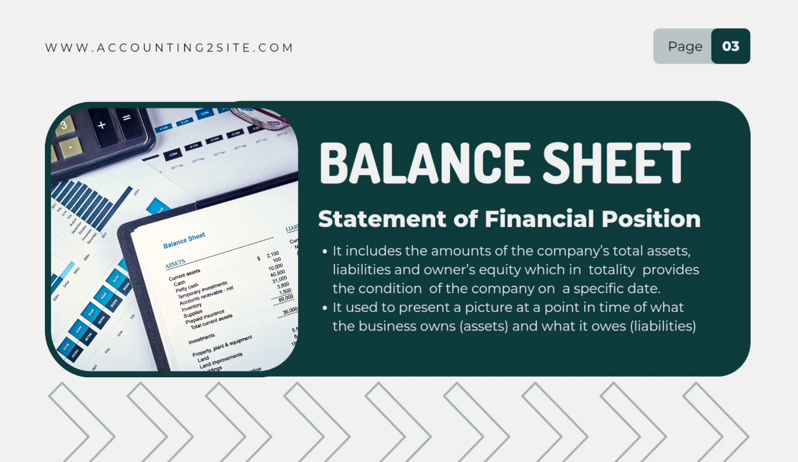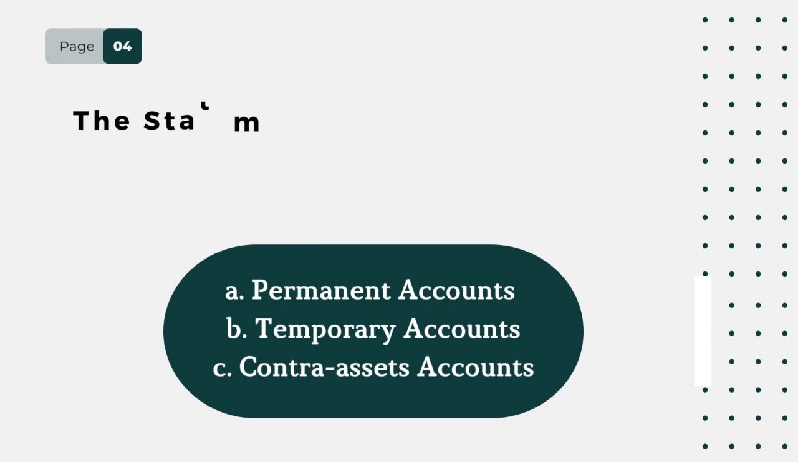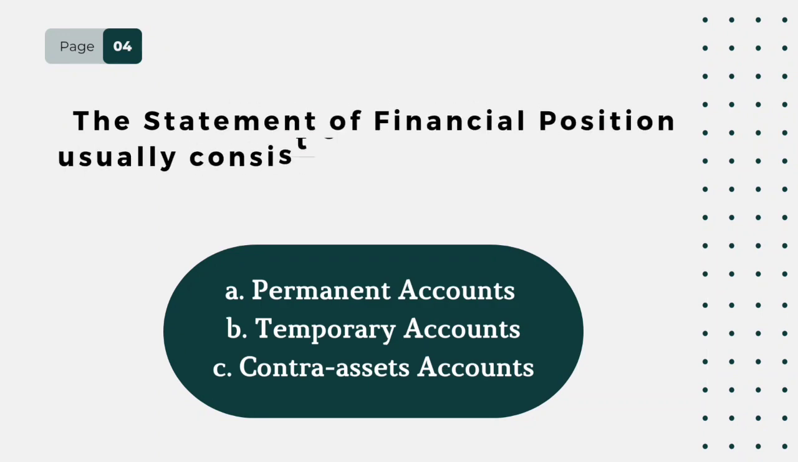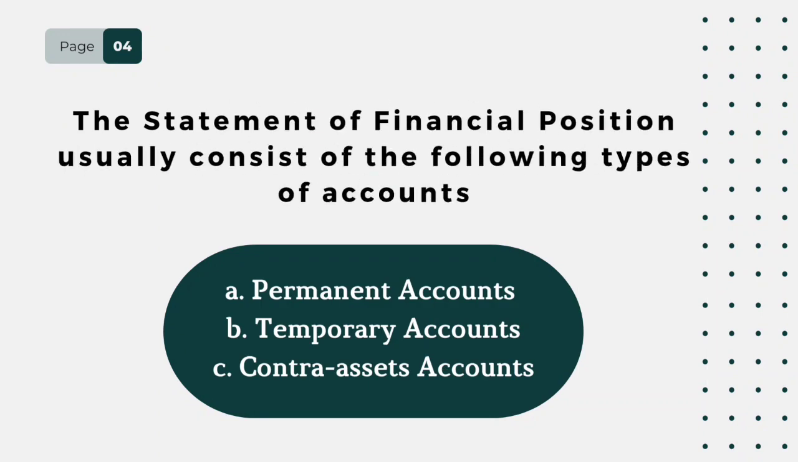Dito sa balance sheet, makikita ang summary ng financial condition ng isang kumpanya. The Statement of Financial Position usually consists of the following types of accounts. These are permanent accounts, temporary accounts, and the contra-asset accounts.